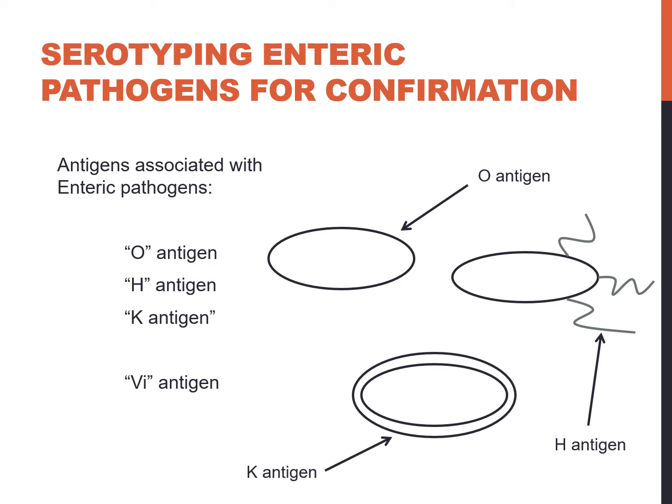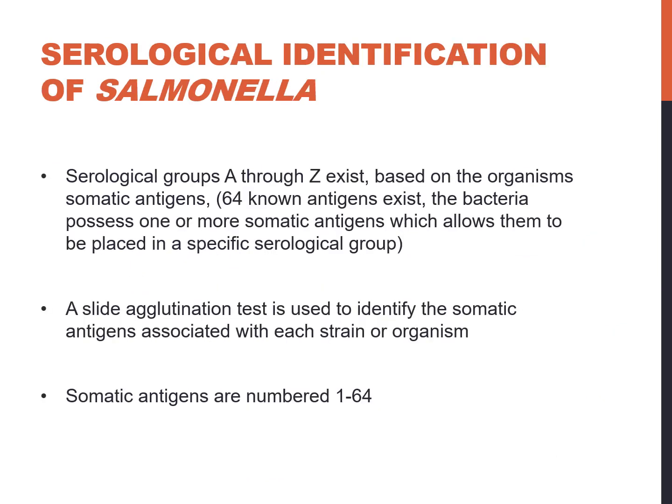We also have K antigens, which are an example of an envelope antigen that surrounds the O antigens, and it may prevent somatic serotyping. Okay, Vi antigen is a type of K antigen that may actually interfere with typing of Salmonella. There are a number of serological groups for Salmonella, including groups A through Z.